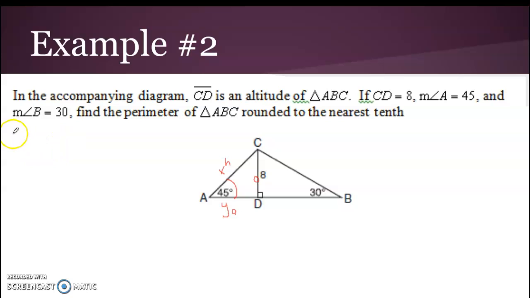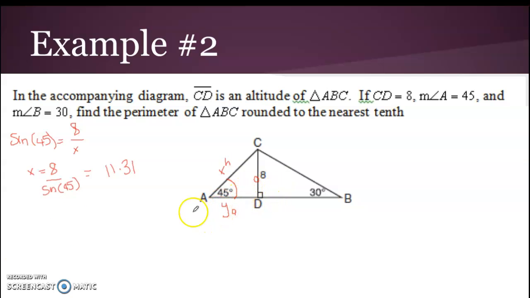So we will use sine of 45 is equal to 8 over x. Remember, when x is in the bottom, we're going to be dividing. So x is equal to 8 divided by sine of 45. Now remember, when we're doing this, calculator needs to be in what mode? Good job, in degree mode. So 8 divided by sine of 45 works out to be 11.31. We're going to round everything to 2 decimals at the very end.